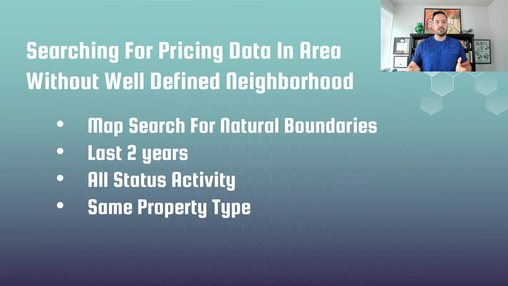The first here is looking for pricing data in an area without a well-defined neighborhood. In this case, instead of just looking for the neighborhood, we're going to use a map search for natural boundaries. Now the rest of the criteria stays the same. The last 2 years, all status activity for the same property type. However, in this case, the natural boundaries will define what the area we're going to be looking in is.